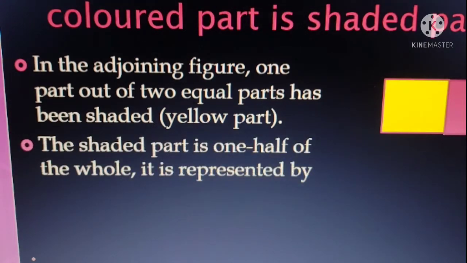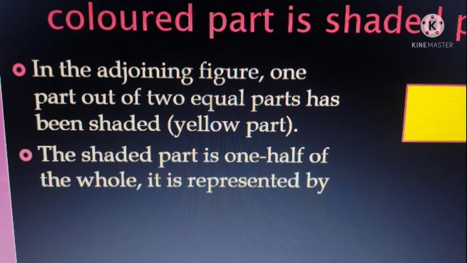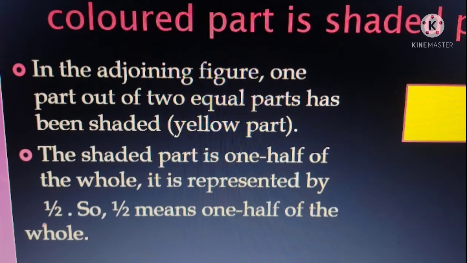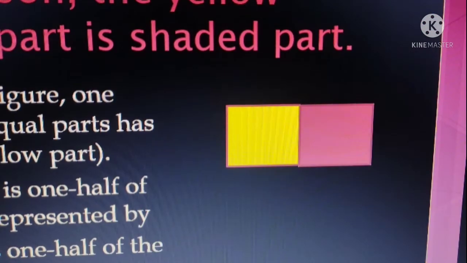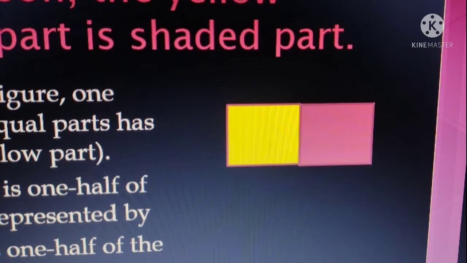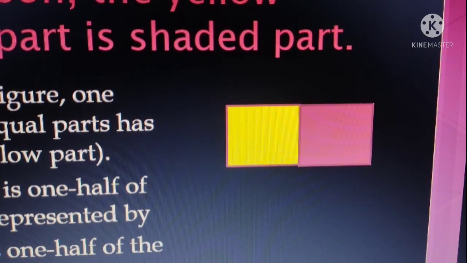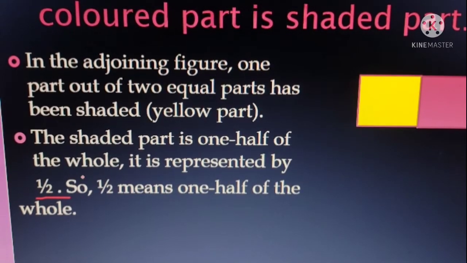The shaded part is 1/2 of the whole, and this figure is represented by 1 by 2 like this. So 1 by 2 means 1/2 of the whole. In this figure you can see two blocks, or you can say that this figure is divided into two equal parts. Also you can call this figure as a whole, because this figure is only one figure which is divided into two parts, after which one is shaded. So now we will see one more figure.